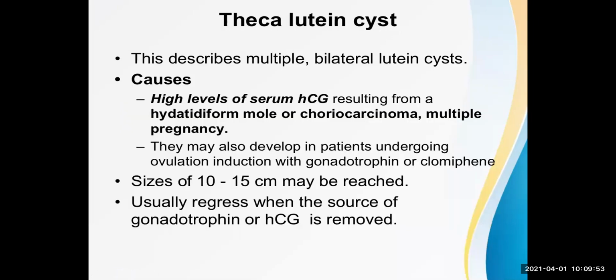Now, another is theca lutein cyst. Now, you know the meaning of theca lutein cells. We just discussed theca lutein. After the ovulation occurs, the remaining cells in that Graafian follicle will develop into theca lutein cells and granulosa lutein cells. So the cyst which arises in these theca lutein cells is called theca lutein cyst. This describes multiple bilateral lutein cysts.